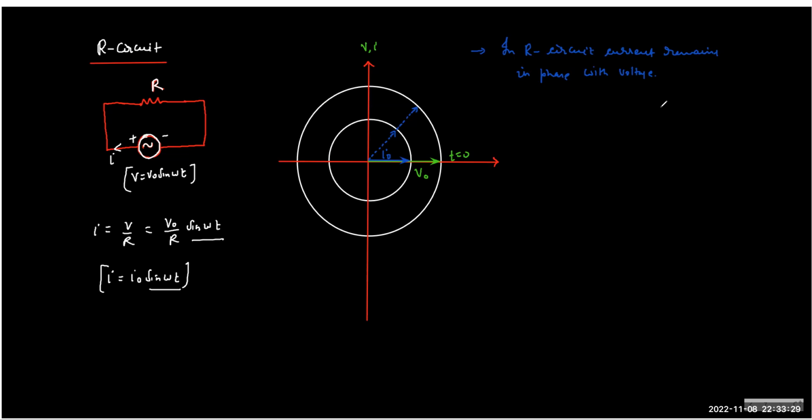So in a way, you can say current in our circuit will copy the father, that is the voltage source. You can think of current as the son and voltage as the father, and both will do the exercise in the same fashion.